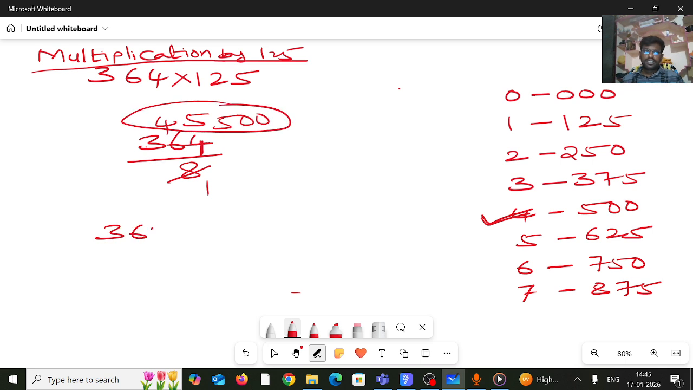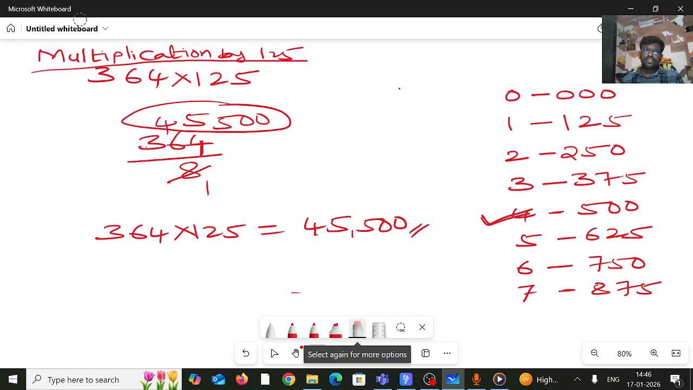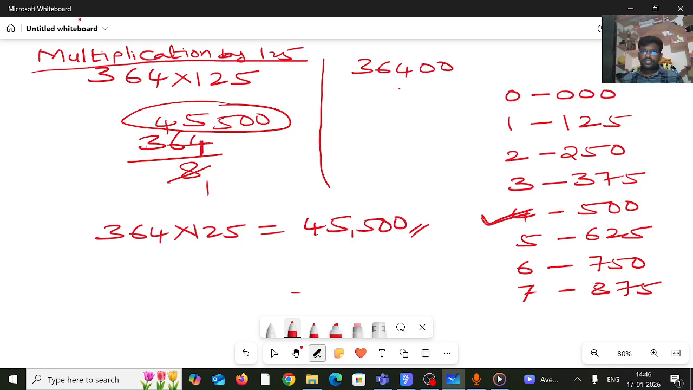And that means 364 multiplied by 125 will give us 45,500. Clear? And can I check with the general method? Right, clear. 364, 100 times will be 36,400, and 25 times 364: 25 times 4 is 100, 25 times 6 is 150, so 9,100.